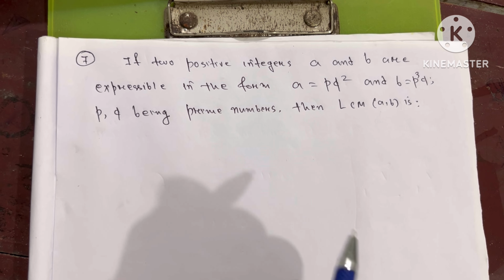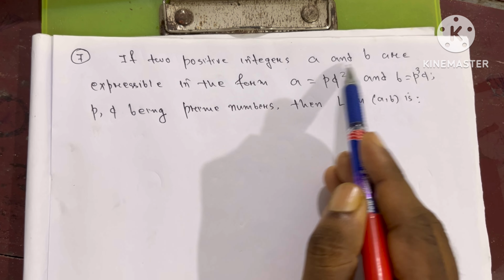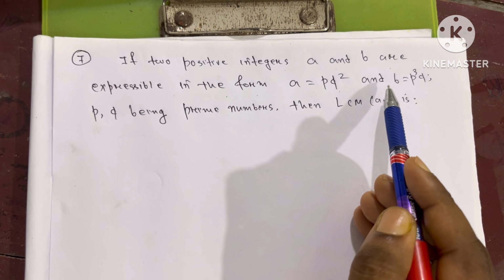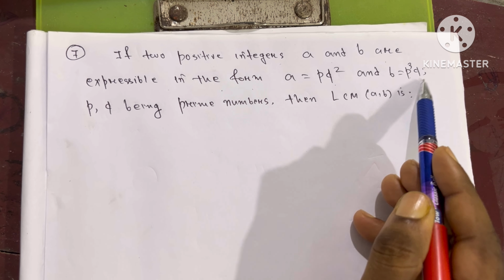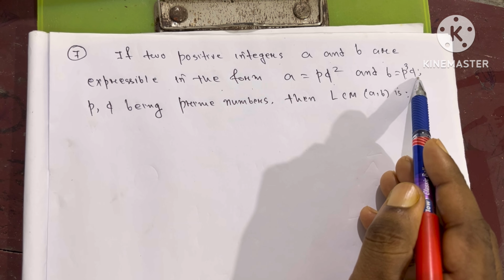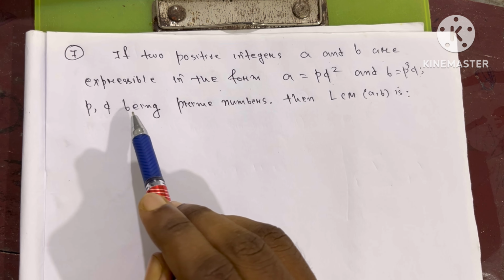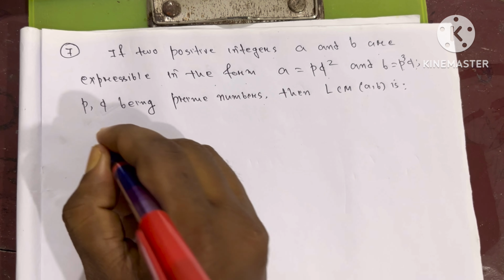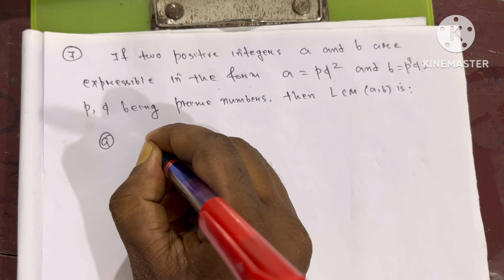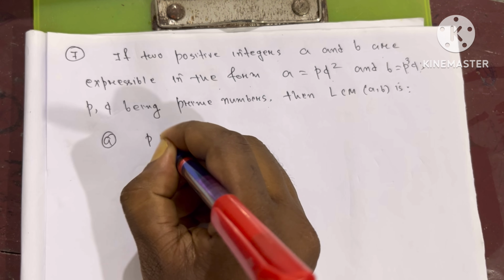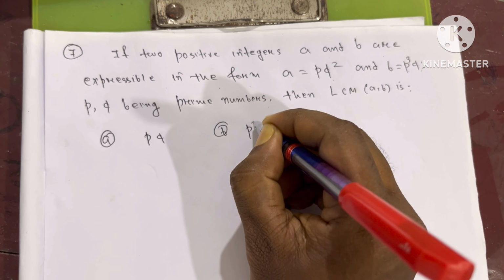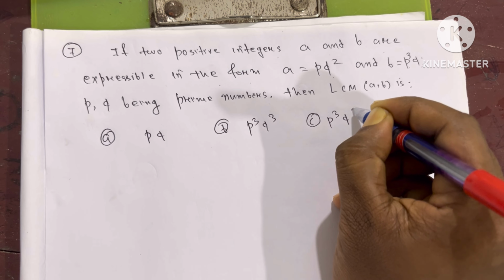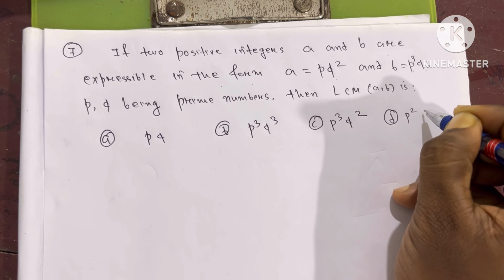So move to question number 7. If two positive integers A and B are expressible in the form A is equal to PQ square and B is equal to PQQ, P and Q being prime numbers, then LCM of A, B is what? Options: A, PQ; B, Q cube; C, P cube Q square; D, P square Q square.